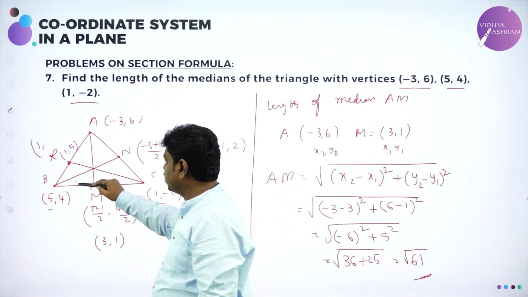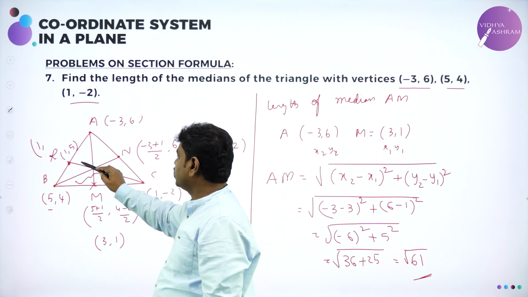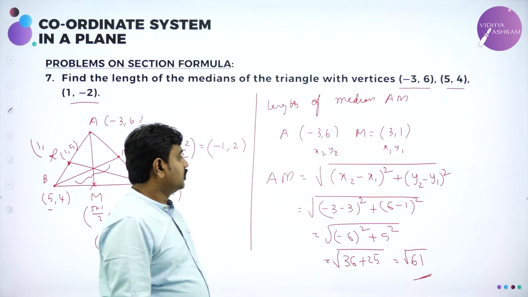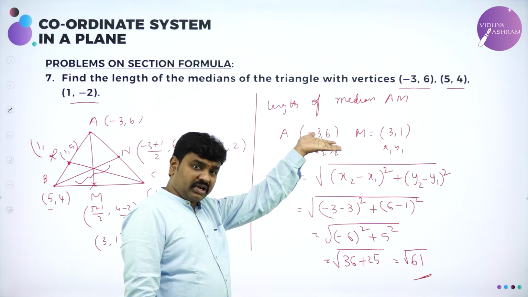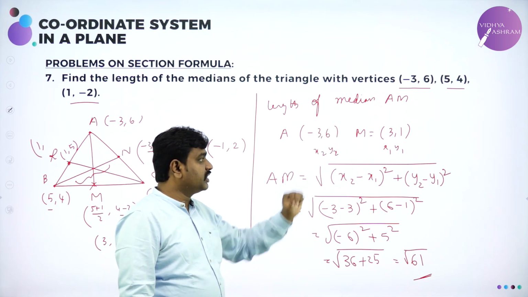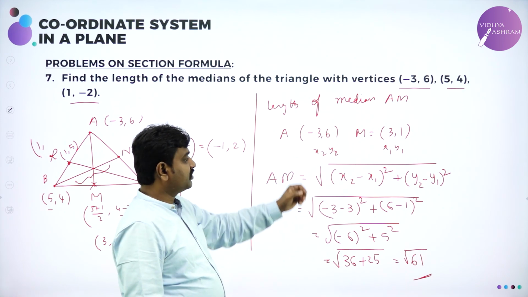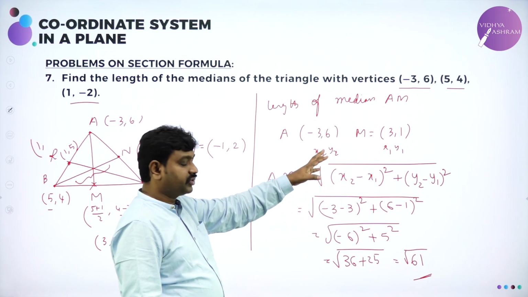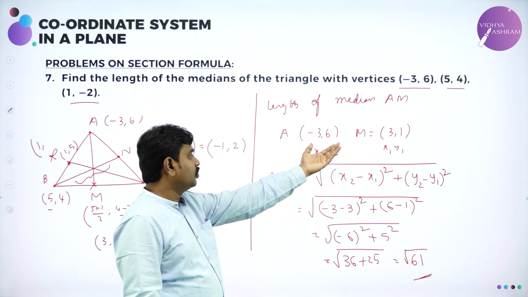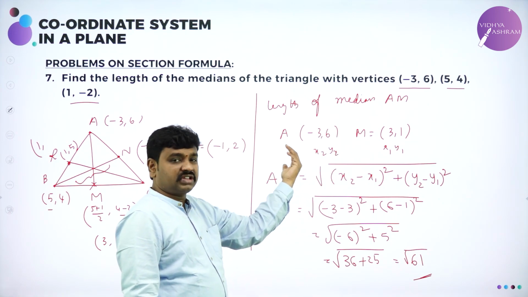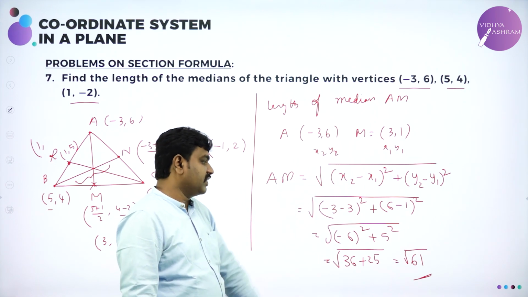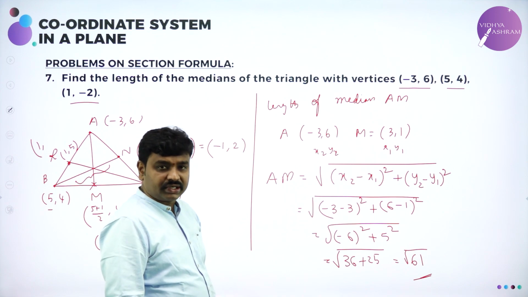BN is another median here, and the other one is what? CR. I am leaving it to you. So A is one of the vertices, M is the midpoint of BC. So find the length between A and M, you will get it. Minus 3 minus 3 is minus 6, the whole square is 36, and minus 6 minus 1 is minus 5, square is 25. Or you can do it in reverse also: 3 minus of minus 3 is 3 plus 3, 6 square, or 1 minus 6 is minus 5, the whole square, you will get the same value.